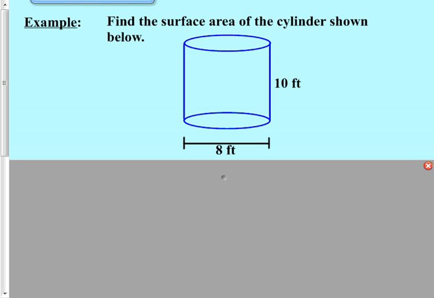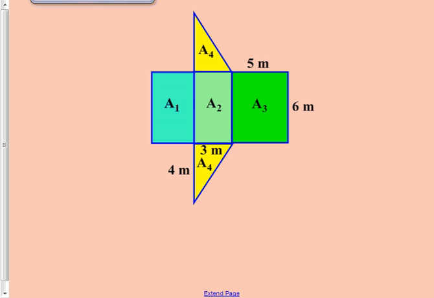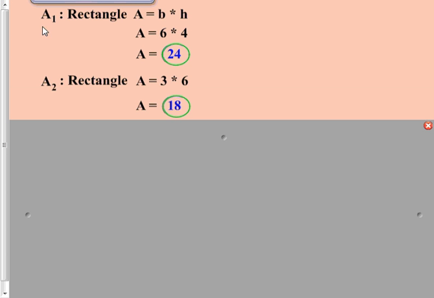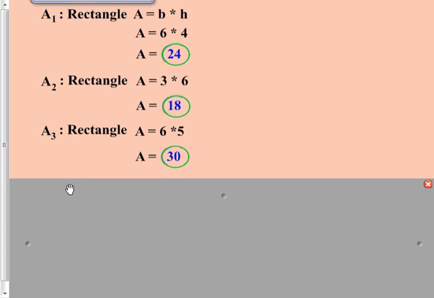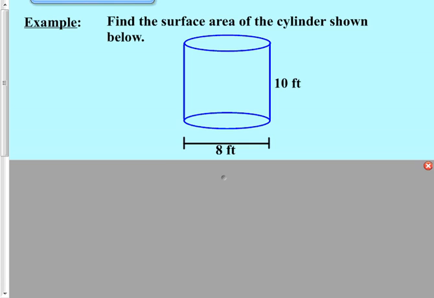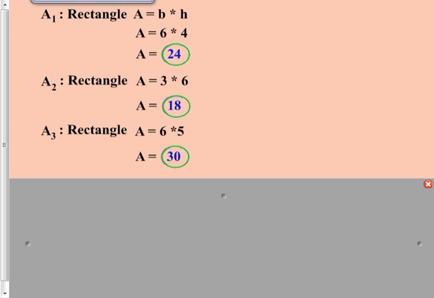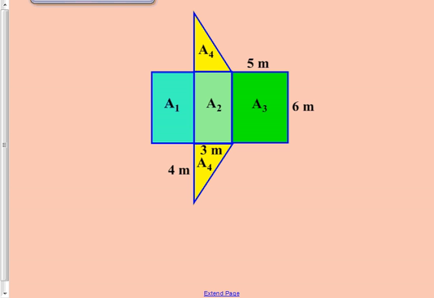Area 3 from our diagram is another rectangle, and the measurements of that rectangle are 5 and 6. So 5 times 6 is 30. There's only one rectangle like that, so 30 will become part of our answer. And then finally, we have area 4.